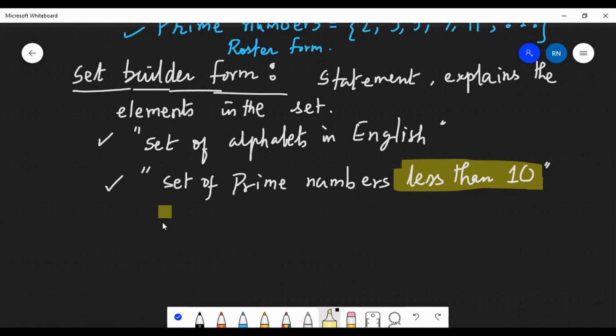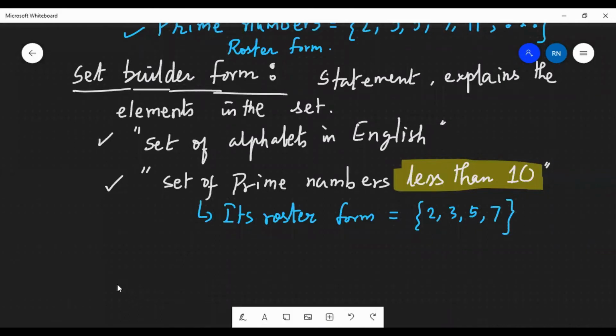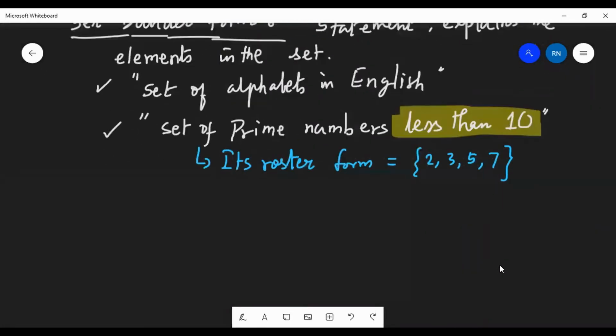So let us write the roster form of the prime numbers. So I can say its roster form is equal to, what is that? 2, 3, 5 and 7. Yes, starting is clear, ending is also clear. So we stop with those four elements, those four elements, set of prime numbers less than 10. Clear. So I hope that's clear.